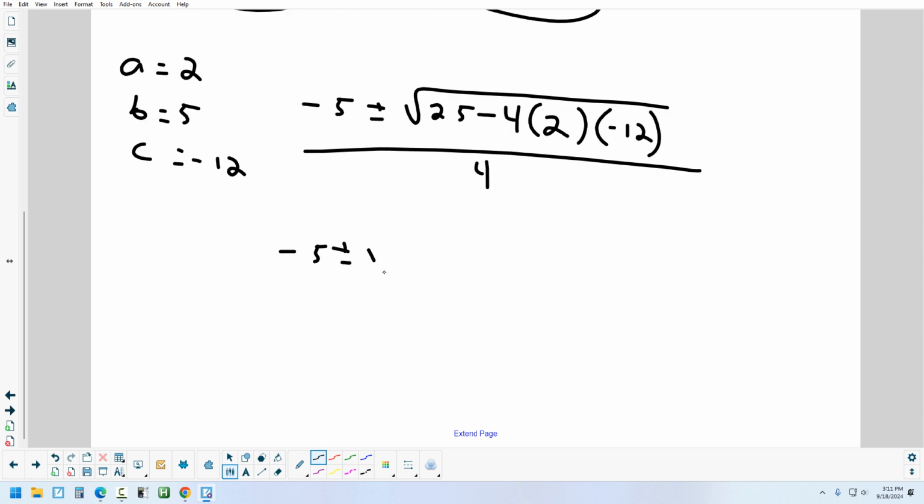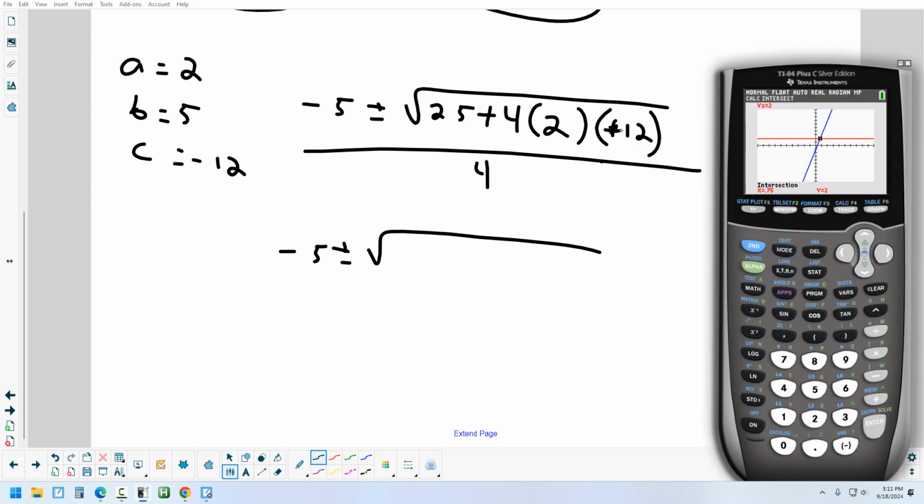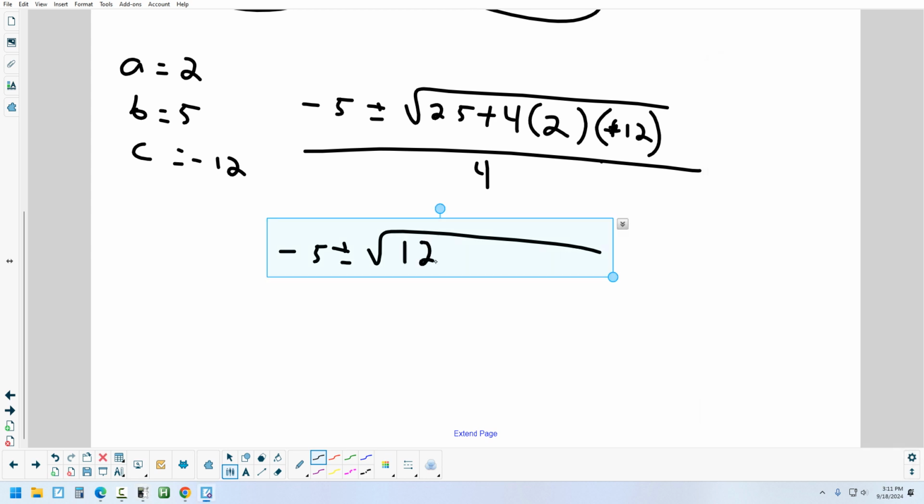So we start to simplify that. We're going to be subtracting a negative, so we can make that a positive. And what's 4 times 2? 8. And 8 times 12? Yep, 96. And then we want to add 96 and 25. 96 plus 25 gives me 121. That's b squared. Oh, okay. The b squared.